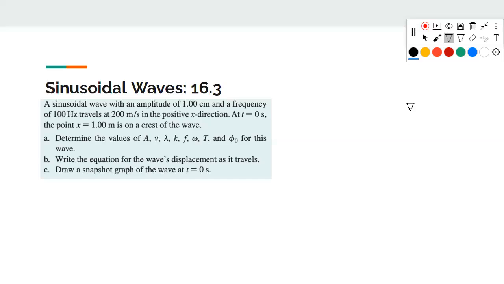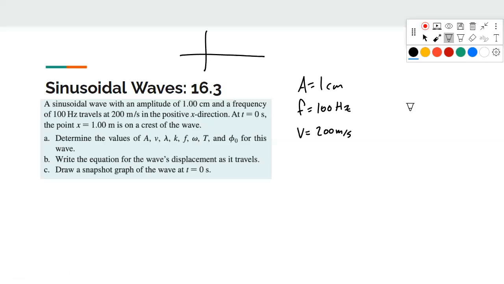Okay, so let's go ahead and dive into this long example problem, but I think it's important to give you all some practice with these traveling waves. So we have a sinusoidal wave with an amplitude of 1 centimeter, so we can write that down. A frequency of 100 hertz, and a speed of 200 meters per second in the positive x direction. And at t0, the point at 0.1 meter is on the crest of the wave.